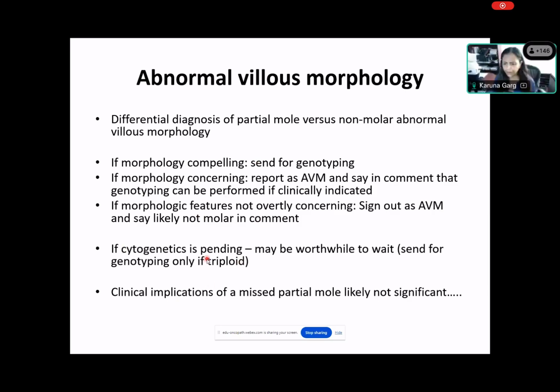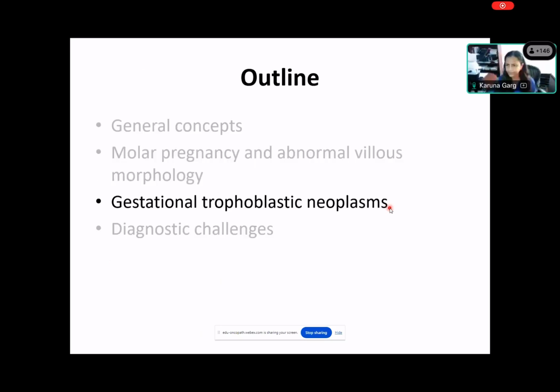If your case has gone for cytogenetics, it may be better to wait, because if it comes back triploid, then it might be a partial mole, and then we would send it for genotyping. Bottom line is the clinical implication of a missed partial mole is likely not significant, although given a choice we really don't want to miss it.